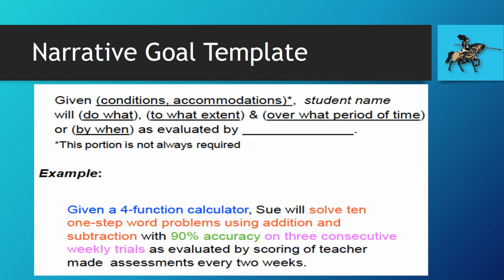Here's a narrative goal template. The example says, given a 4-function calculator, Sue will solve 10 one-step word problems using addition and subtraction with 90% accuracy on 3 consecutive weekly trials as evaluated by scoring of a teacher-made assessment every 2 weeks.